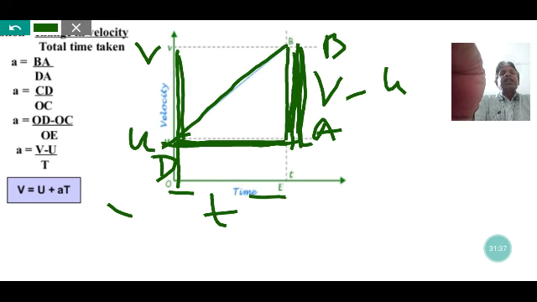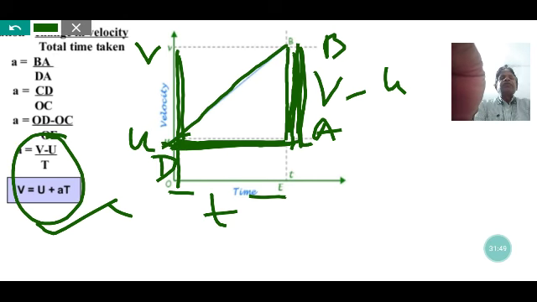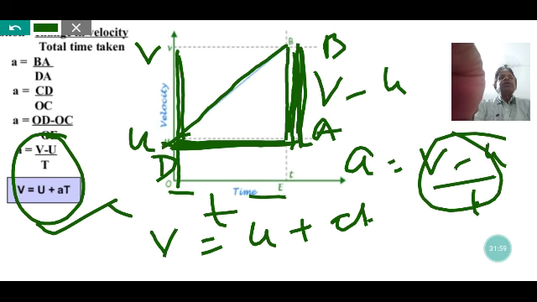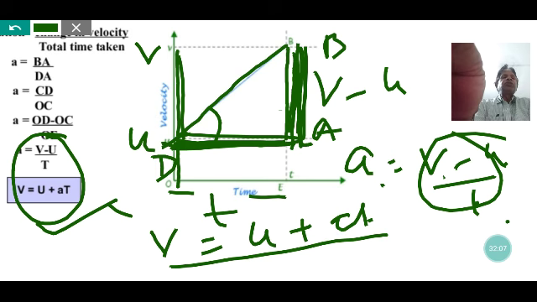That is the change of velocity, and this is the change in time. So a is equal to V minus U by T, and now we get V is equal to U plus AT. From the expression we can get V is equal to U plus AT. We have obtained a is equal to V minus U by T from the graph; it is the slope. We can rewrite that as V is equal to U plus AT. That is the first equation, which we can easily find from the graph.